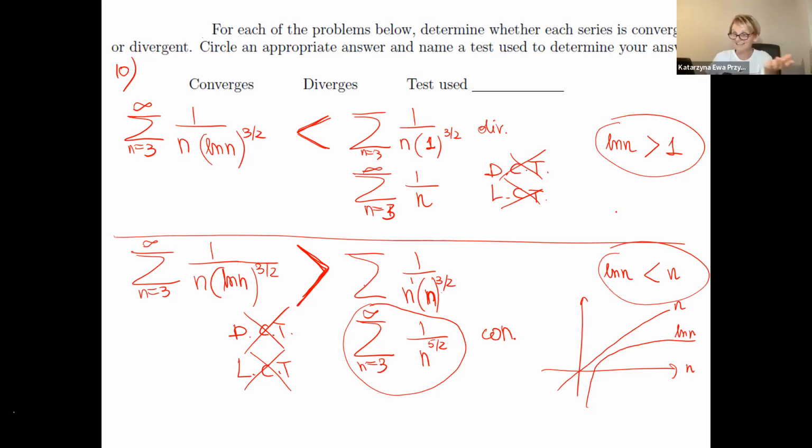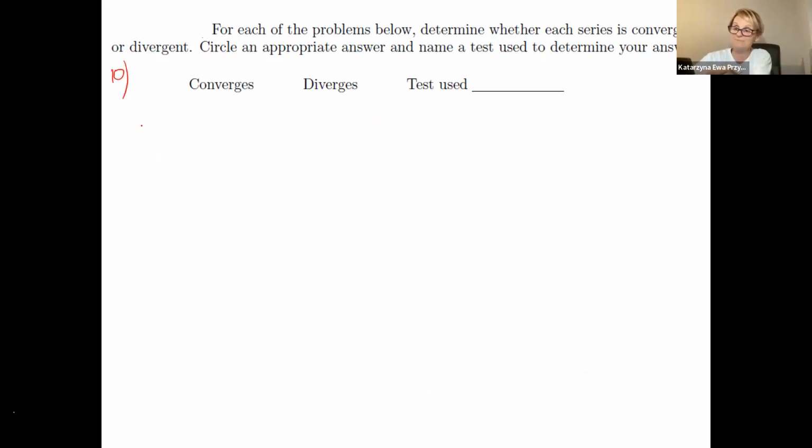Then let's see, I can copy this. This is still example number 10. And this could even be part of your justification: natural log of n to the power of 3/2. Do you think we can use the integral test?